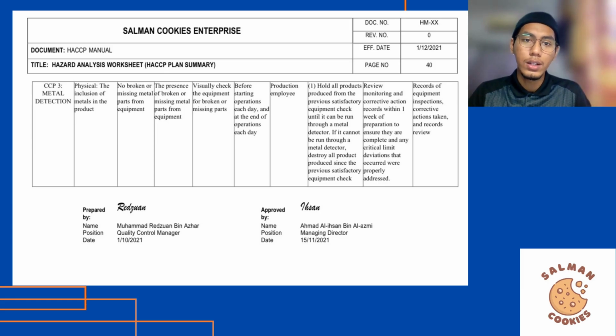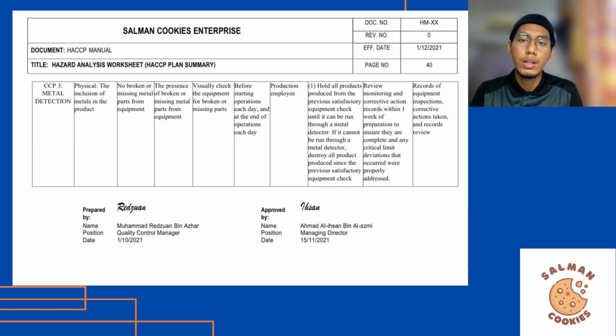Alright, for the last CCP, which is CCP number 3 for Salman Cookies Enterprise, which is metal detection. This process is considered a CCP because it might contain a physical hazard, which is any missing metal parts that might be inside the product itself.